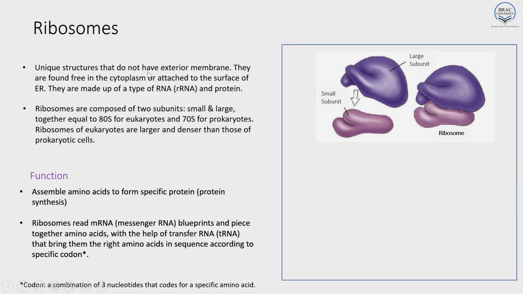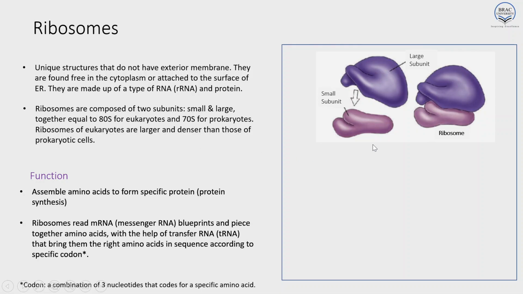So we know that ribosomes are involved in protein synthesis. They are a unique structure. They do not have an external membrane, and they can be found free in the cytoplasm or attached to the surface of the ER. So those ERs are called rough ER, and they are made up of a special type of RNA and protein. And those RNA that make the ribosomes are called ribosomal RNA or rRNA. So ribosomes are composed of two subunits, small and large. So this one is large, this one is small. Those two combine to produce the ribosome.